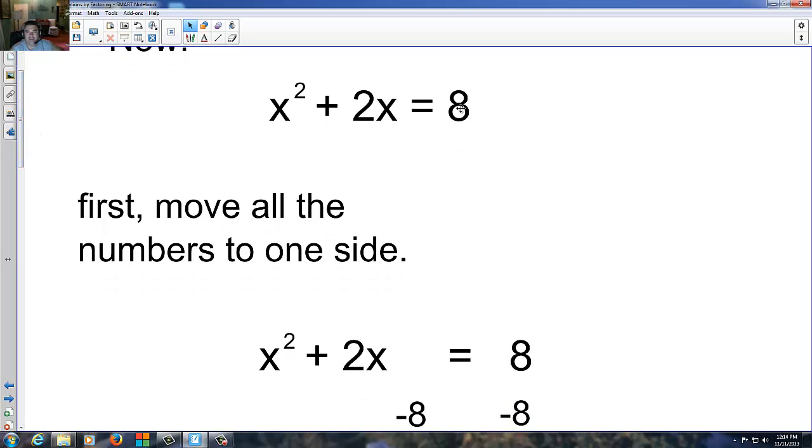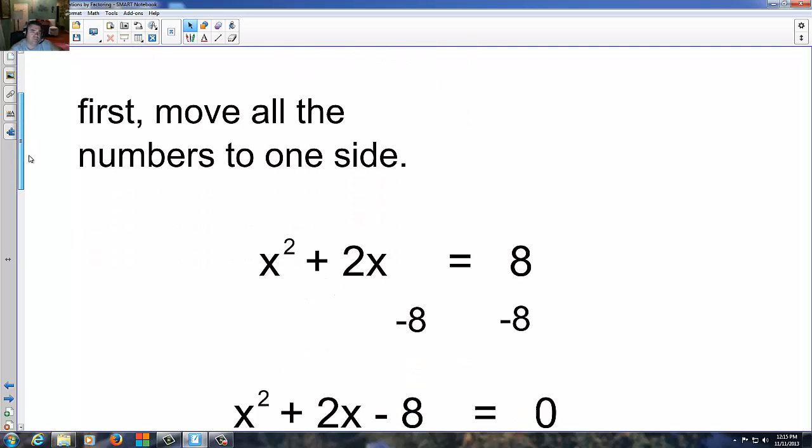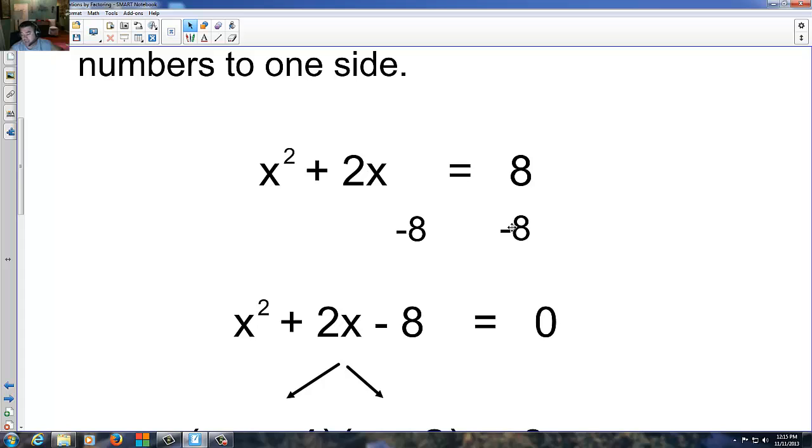In other words, I would just get rid of the positive 8. Could I minus x squared and minus 2x? Yes, you could. Might make it harder, though. Minus 8 to both sides might make it easier. So I'll minus 8 over here, minus 8 over here. And now I have x squared plus 2x minus 8 equals 0.